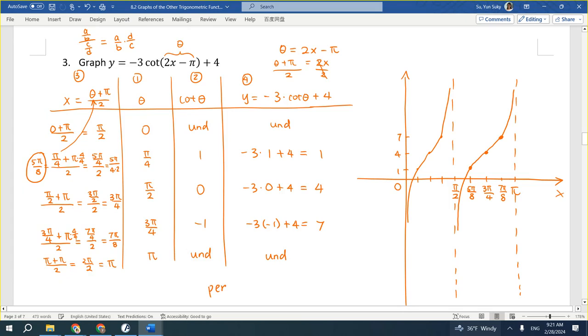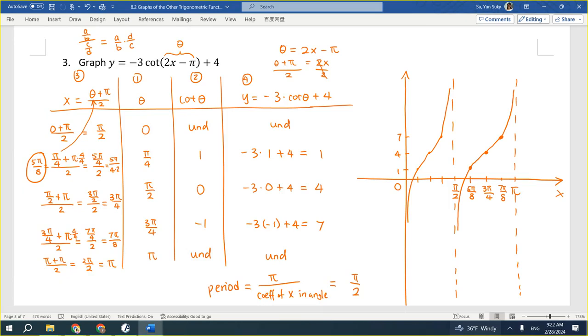And I will also ask you the period. I won't ask you for amplitude because tangent and cotangent do not have an amplitude. It's not bounded. It goes to infinity or minus infinity. But the period is the original period over the coefficient of x. The original period, what's the period of cotangent? Pi over the coefficient of x in the angle. What is that? 2. Do you see the period is pi over 2? This is one way to find the period.